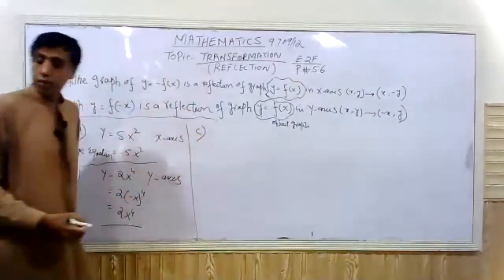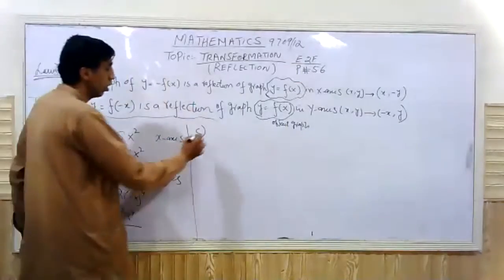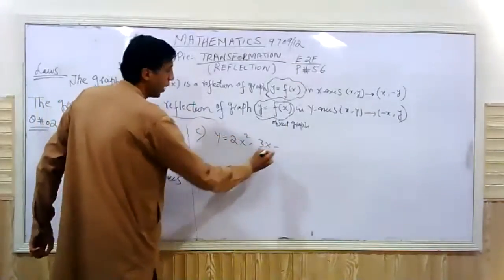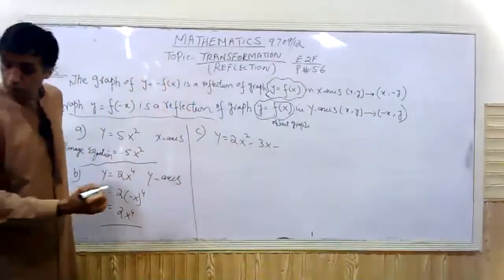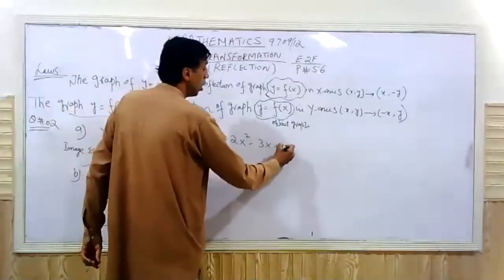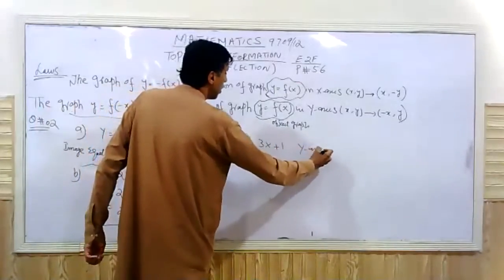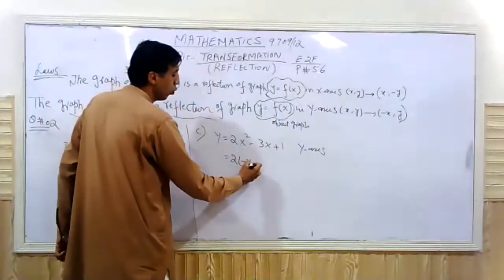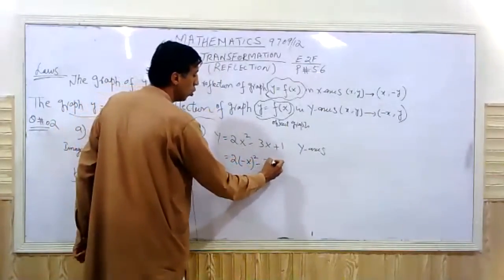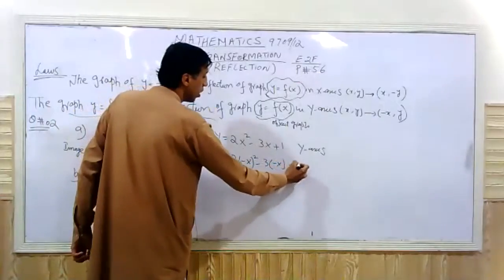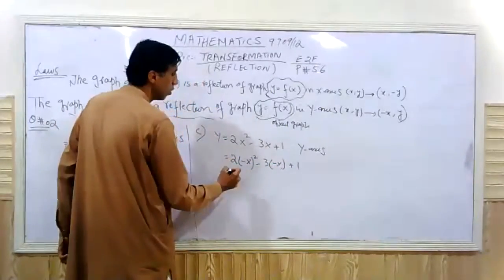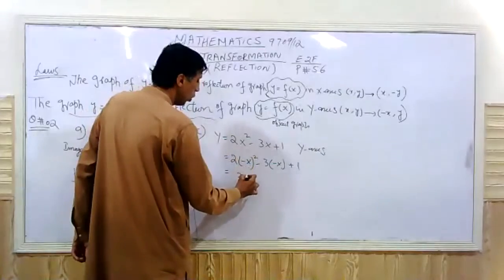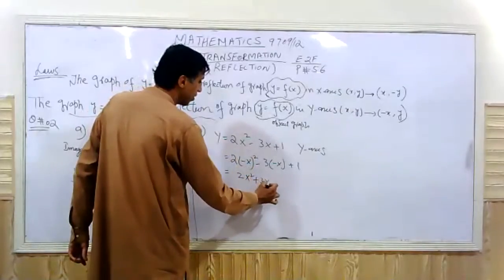C part, y is equal to 2x square minus 3x plus 1 at y-axis. Again, at the y-axis, what do we have to do? We have to replace x with minus x. 2x square plus 3x plus 1.